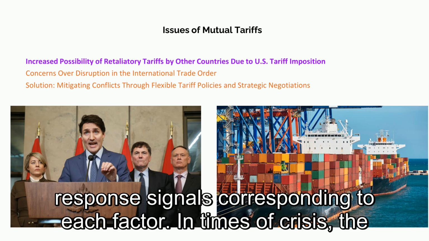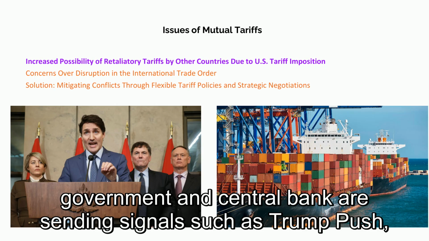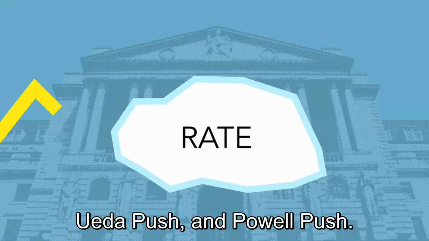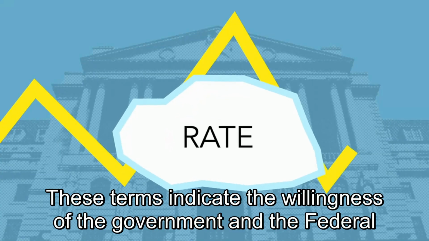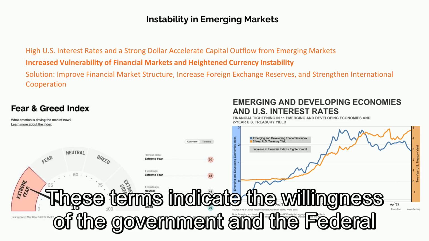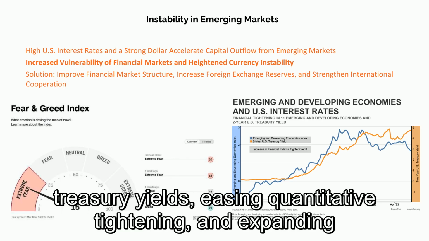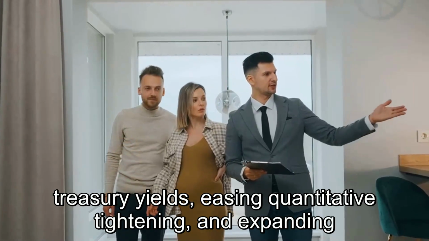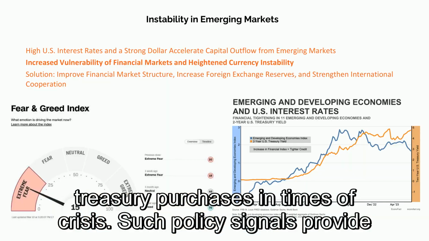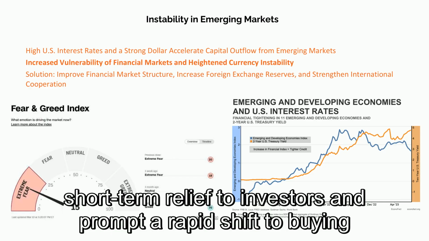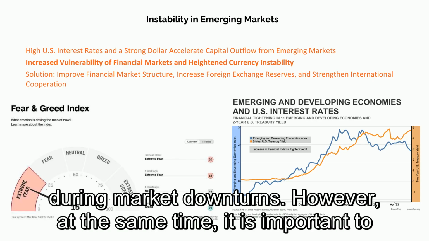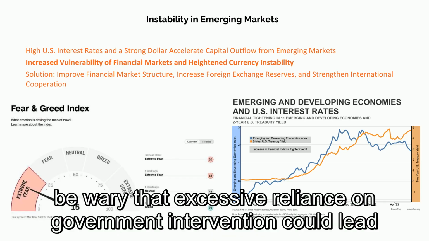In times of crisis, the government and central bank are sending signals such as Trump push, Ueda push, and Powell push. These terms indicate the willingness of the government and the Federal Reserve to supply liquidity to the financial market through lowering Treasury yields, easing quantitative tightening, and expanding Treasury purchases in times of crisis. Such policy signals provide short-term relief to investors and prompt a rapid shift to buying during market downturns.